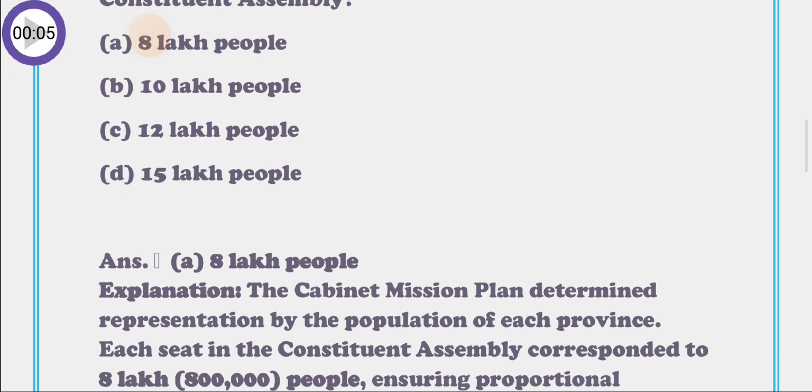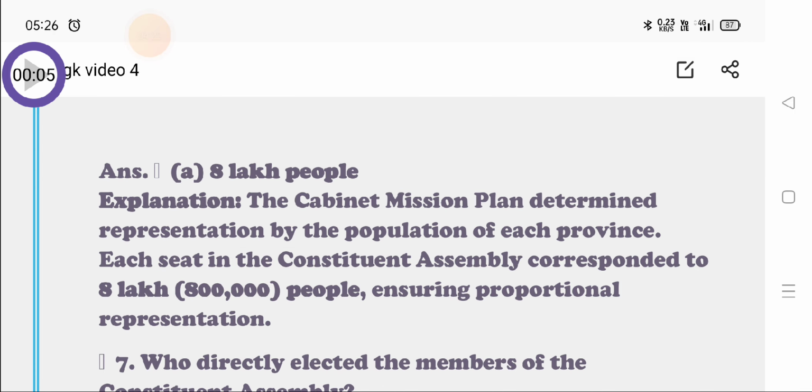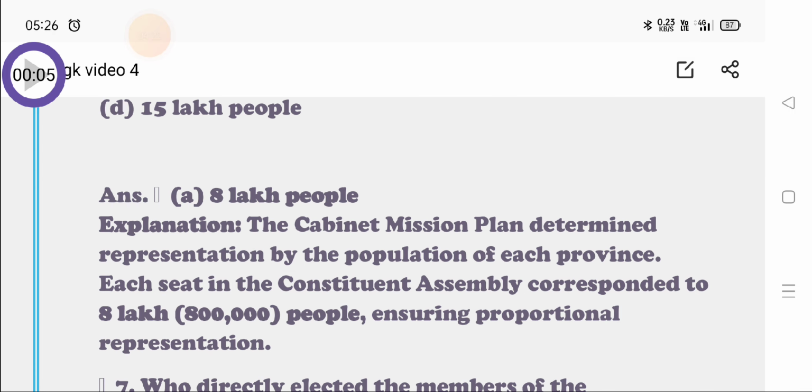So the answer is A. 8 lakh people. The Cabinet Mission Plan determined representation by the population of each province. Each seat in the Constituent Assembly corresponded to 8 lakh people, ensuring proportional representation.